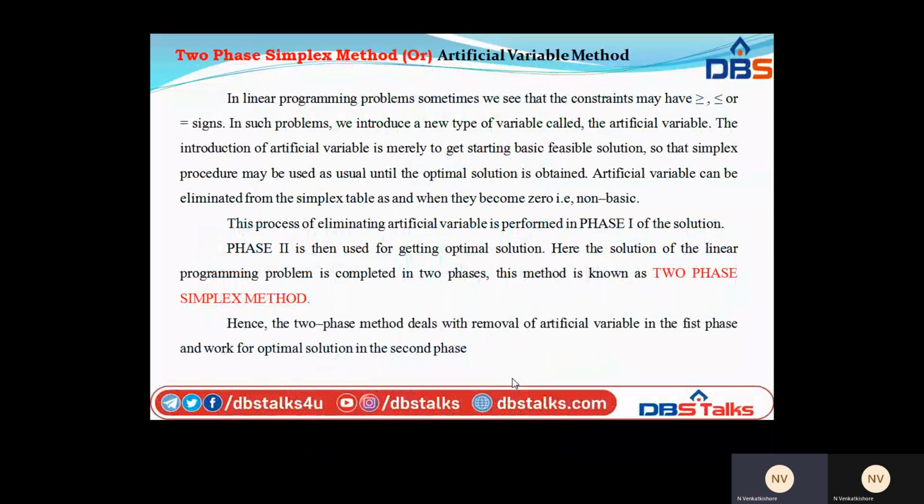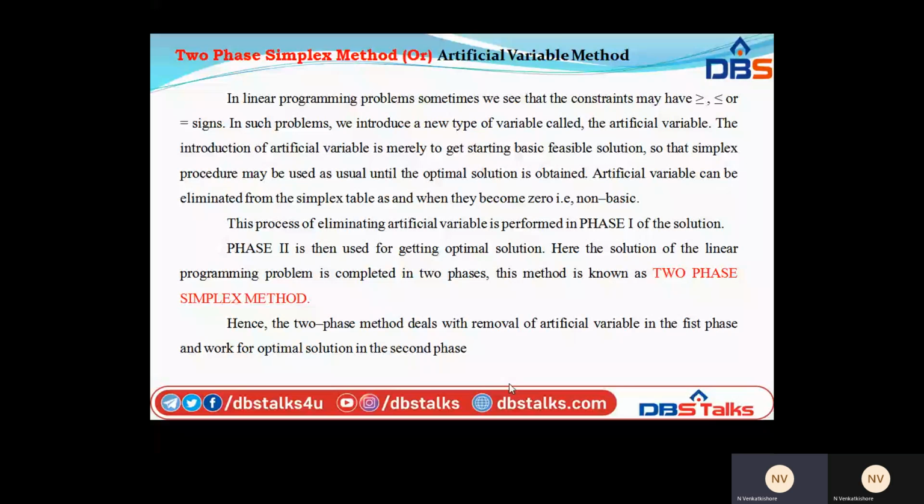In any linear programming problem, we have to look at the constraints, which have the signs greater than or equal to, less than or equal to, and equal to. In these cases, we need to introduce some new types of variables called artificial variables, and some slack variables or surplus variables.